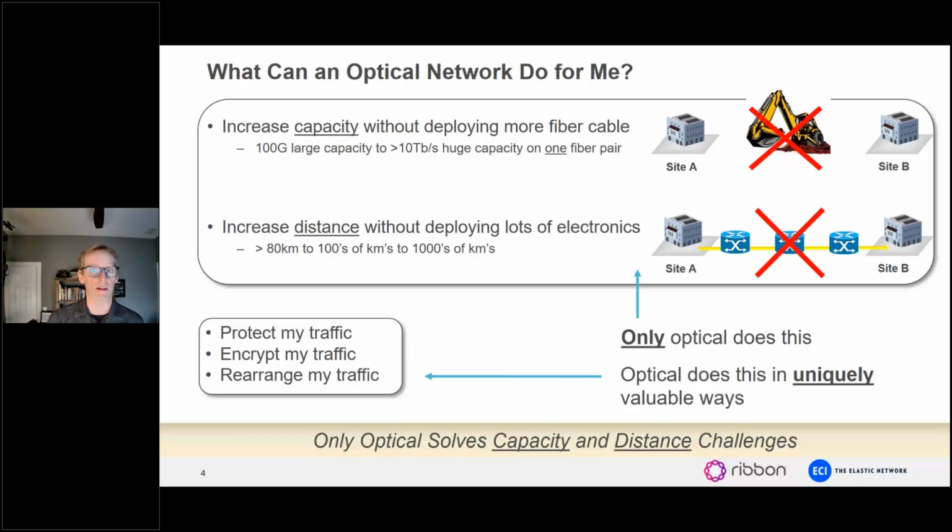It can encrypt the traffic in ways that IP and Ethernet cannot, and it can allow you to rearrange your traffic in ways that other protocols sometimes struggle with. So fundamentally, only optical will solve the capacity and distance challenge you need to solve in these kind of crazy times.